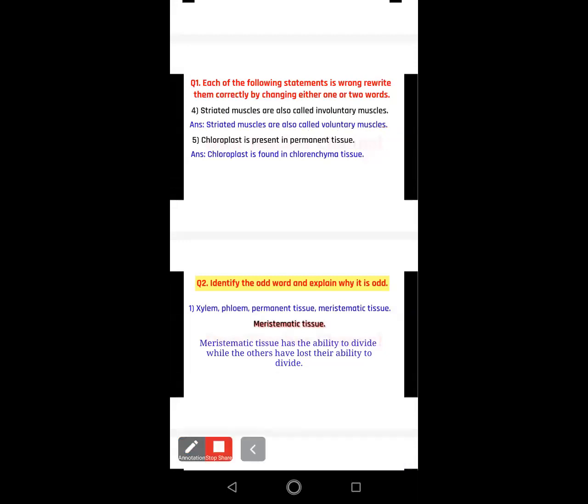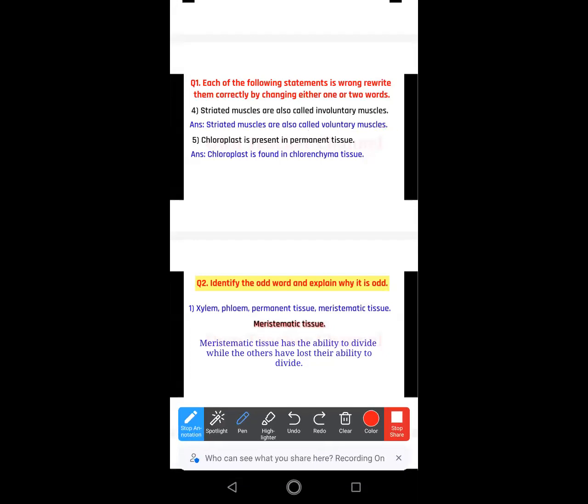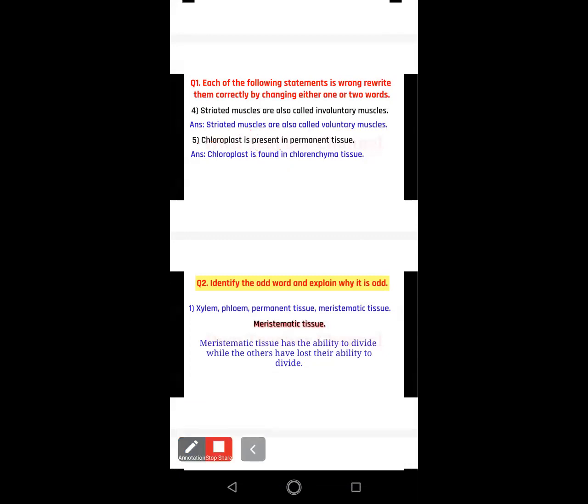In question number 5, chloroplast is present in permanent tissues. Chloroplast. Okay. Chloroplast is present in permanent tissues. Actually, see here, two words. Don't get confused here. Present and found are similar words. Okay. Again, you will get confused, sir. These are the present and this is the found. Present and found both have the same meaning. So don't get confused that this is the wrong word.